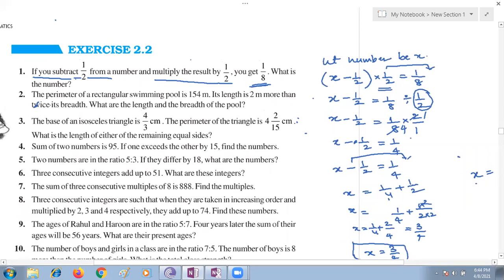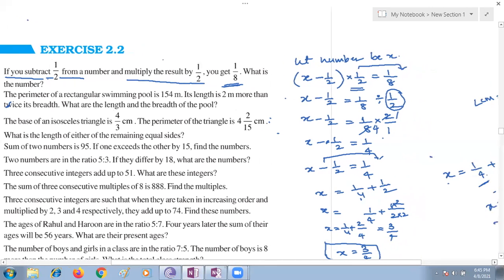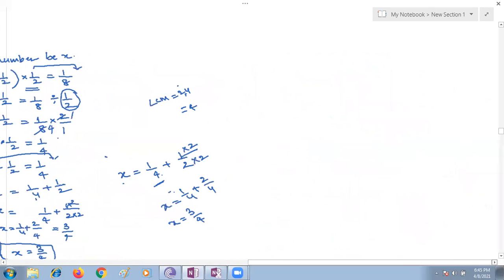Now, Vedika, can you read the second one? Question part, please. Ma'am, shall I answer it or shall I read the question? Reading the question is what I want first. Okay. The perimeter of a rectangular swimming pool is 154 meters. Its length is 2 meters more than twice its breadth. What are the length and the breadth of the pool? Yes. You see here, children, the perimeter of a rectangular swimming pool. What is the shape of a swimming pool? Rectangle. Yes. So what is the perimeter of a rectangle? 2 into (L plus B).